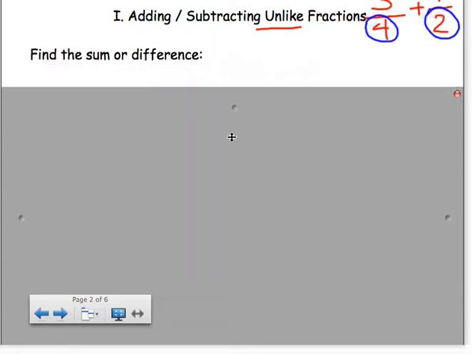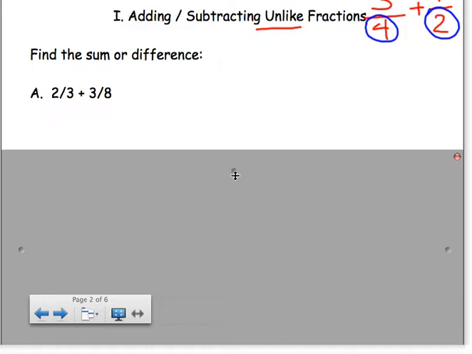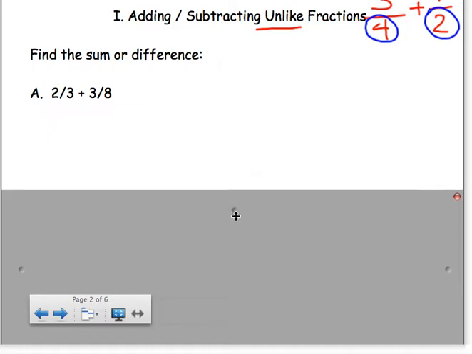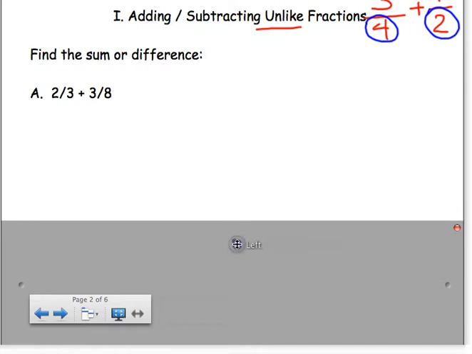So I'm going to start an example. All of these I'm asking to either find the sum or the difference. I'm either adding or subtracting. In this first one I see 2/3 plus 3/8. I'll rewrite them so that you can see them a little more clearly as fractions. First thing you see is these are unlike fractions because they have different denominators.